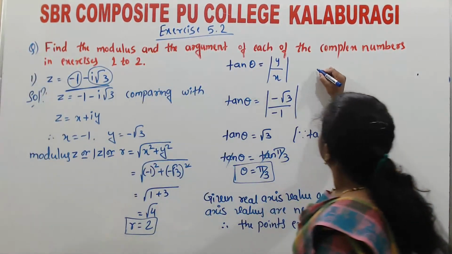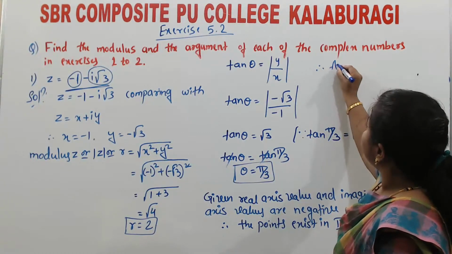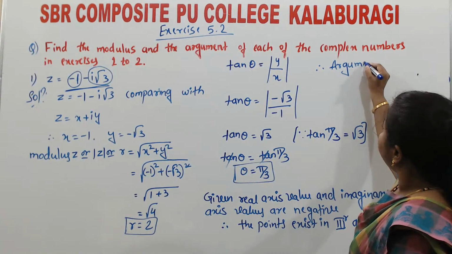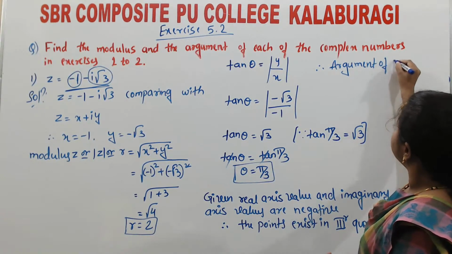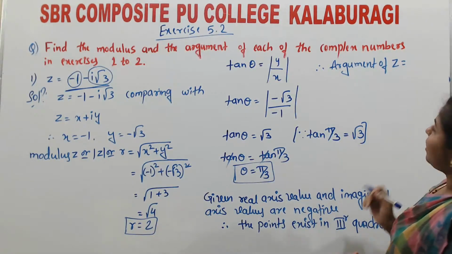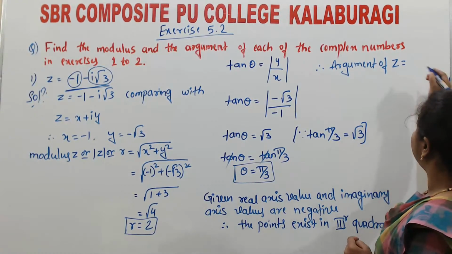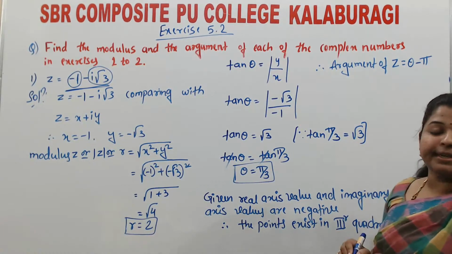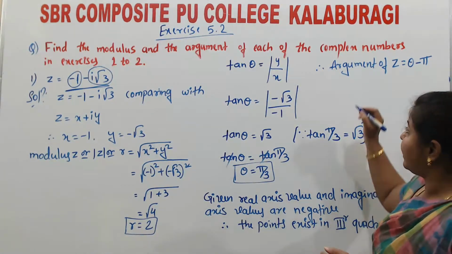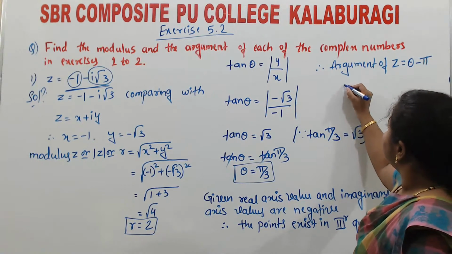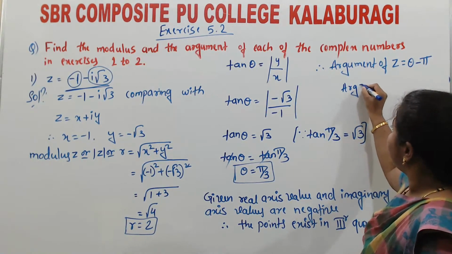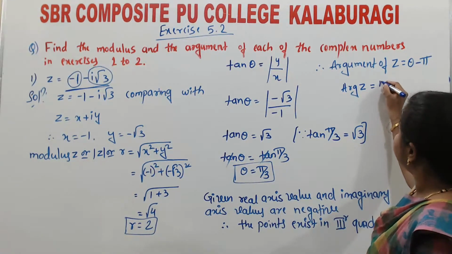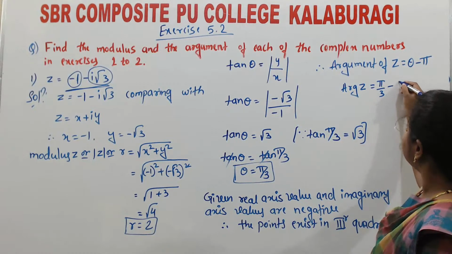Therefore, argument of z is equal to theta minus phi. Argument of z is equal to theta minus phi, right? Therefore, argument of the given complex number is equal to, what is the value of theta? Theta is pi by 3 minus pi.